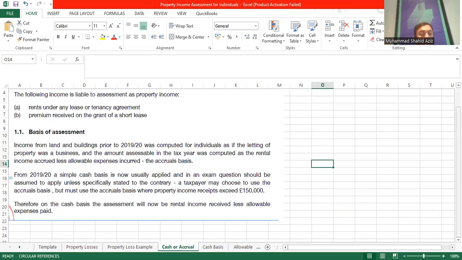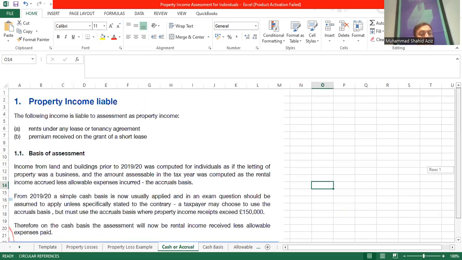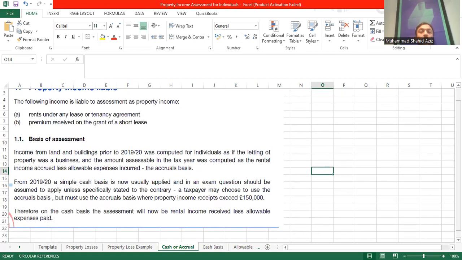Okay, the next thing is cash or accrual. There are two things: one is the cash basis and the other one is the accrual system. In the cash basis, we look at what we actually receive in a year and what we actually spend in a year. What we actually receive minus what we actually spend is equal to our assessable income for a property.